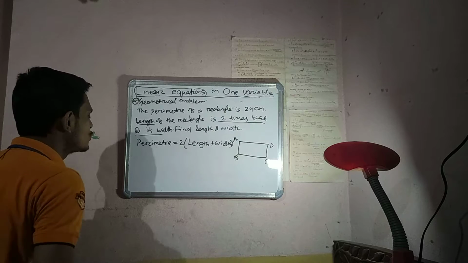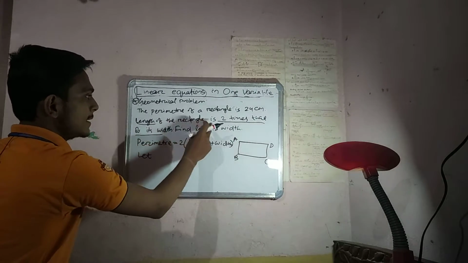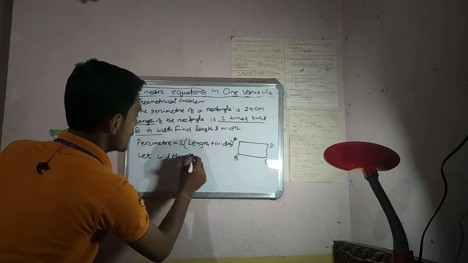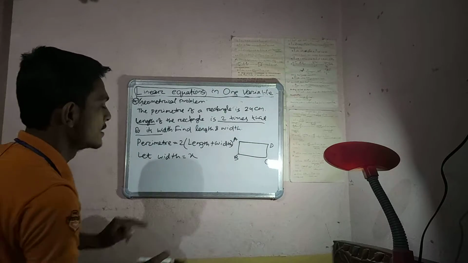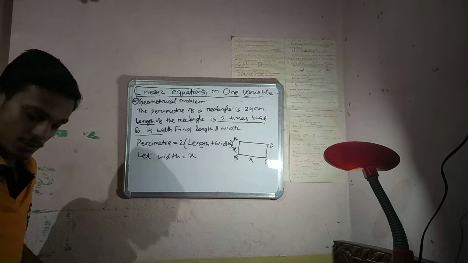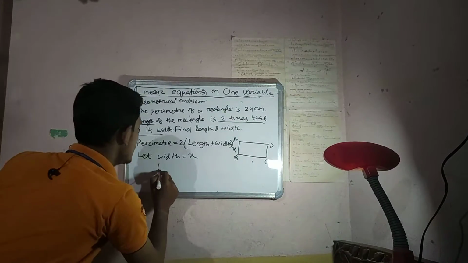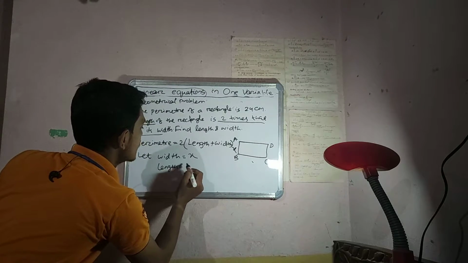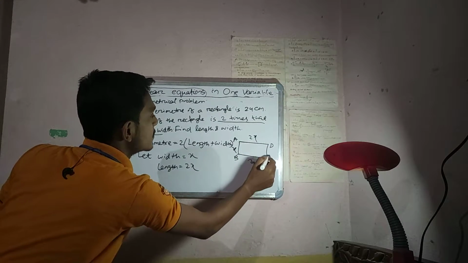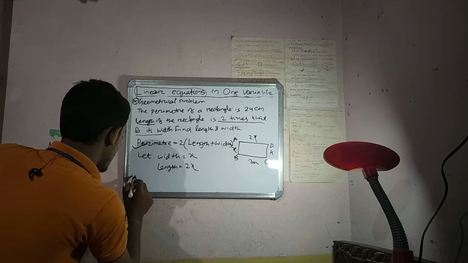Okay. So let width be our variable, that is x. Let width is x. Width means this is the width. So this is the width x. Okay. If the width is x, then what is the length? That is 2 times, that is 2x. This is 2x.